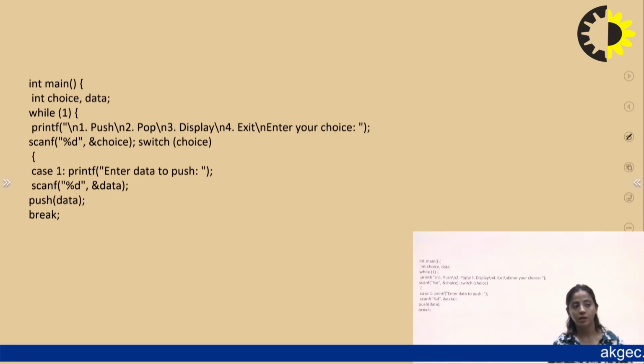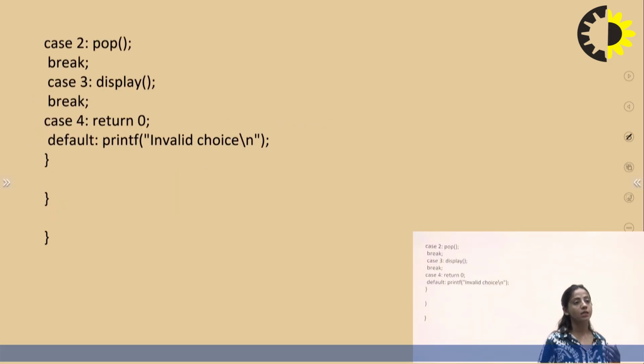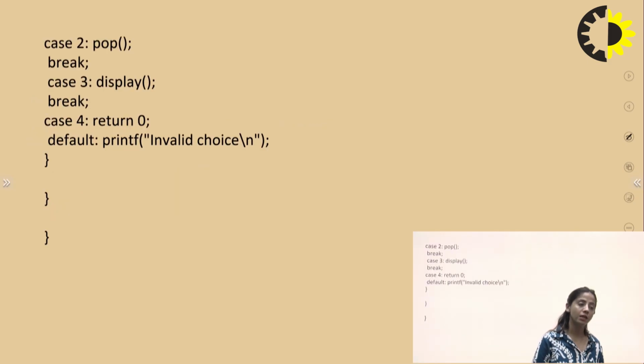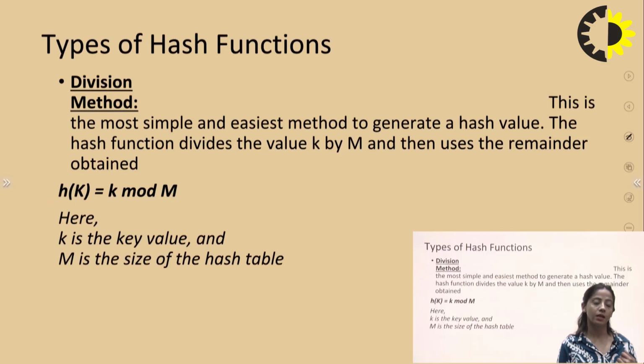Now we will enter a statement to enter the data to push. Whatever value is entered, we will add it to the data variable. Now you have to push that variable and break. Case 2 is pop, then break. Case 3 is display, then break. Case 4 is return 0, and then default: if any other keys are inserted by the user other than 1, 2, 3, 4, it will be counted as an invalid choice.